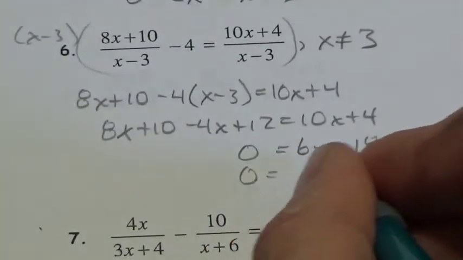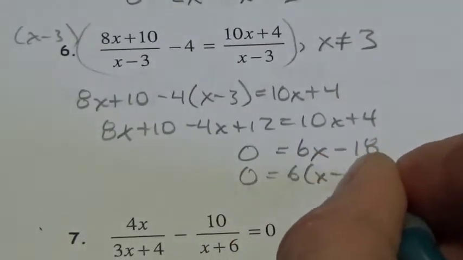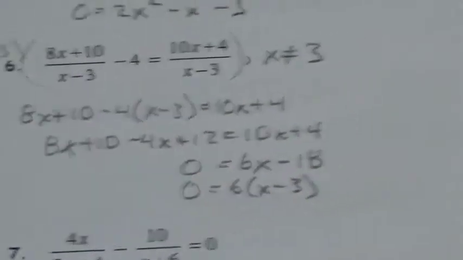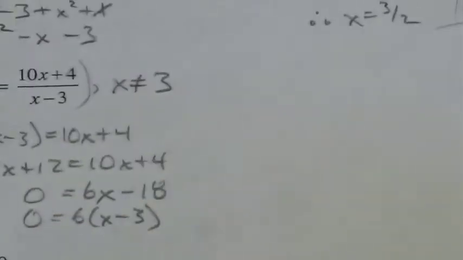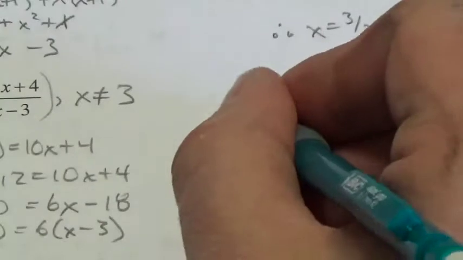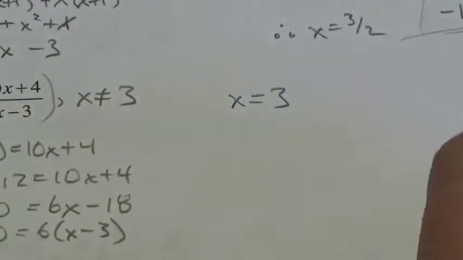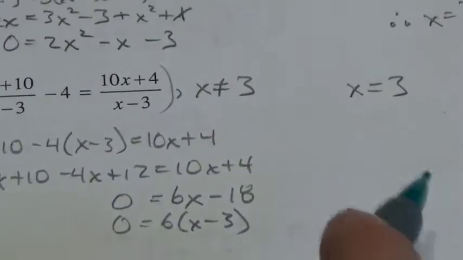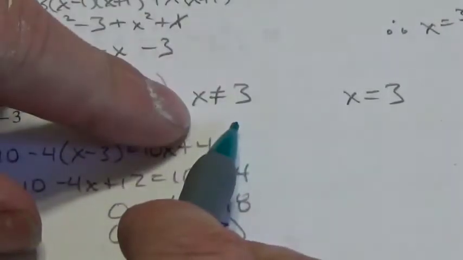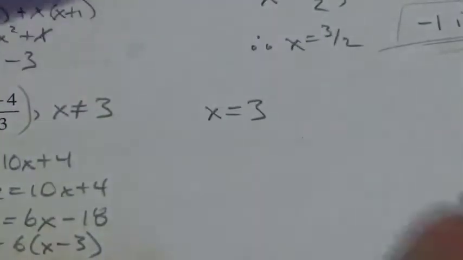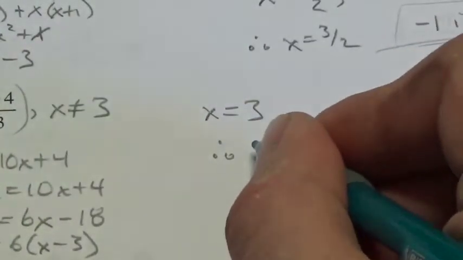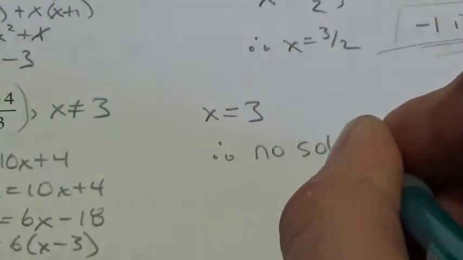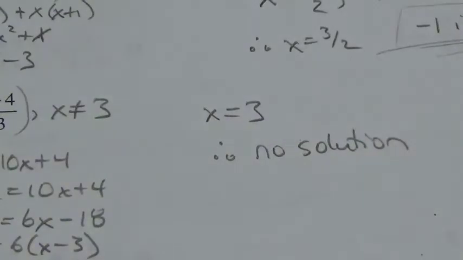Okay. Now here I'll take out what's common. And I get that x is equal to 3. Okay, that's what the solution is right here. Now, however, my non-permissible was 3. So what this tells me, therefore, is that there's no solution to this equation.